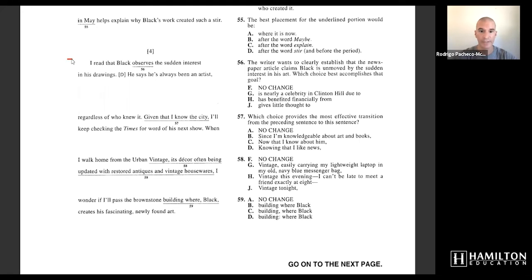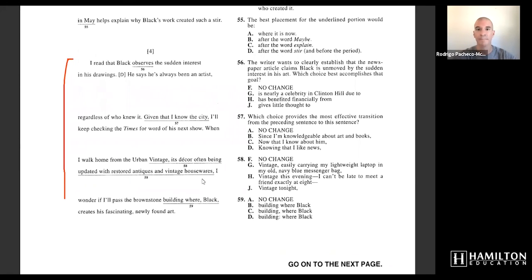Okay, so I'm going to read the paragraph here for some context. I read that Black gives little thought to the sudden interest in his drawings. He says that he's always been an artist regardless of who knew it. Now that I know about him, I'll keep checking the times for word of his next show when I walk home from the Urban Vintage. With F, no change, we have here its decor often being updated with restored antiques and vintage housewares. I wonder if I'll pass the brownstone building where Black creates his fascinating newly found art.